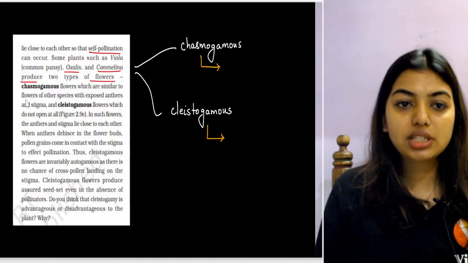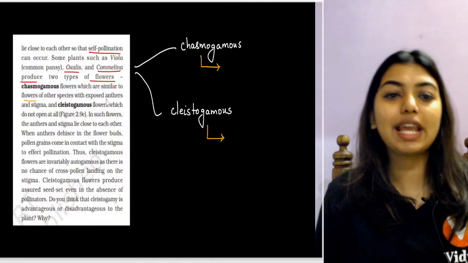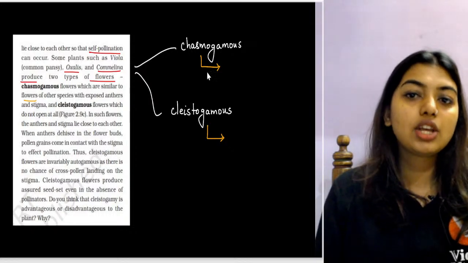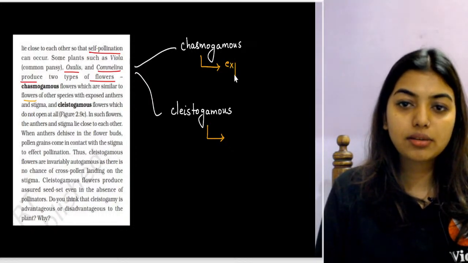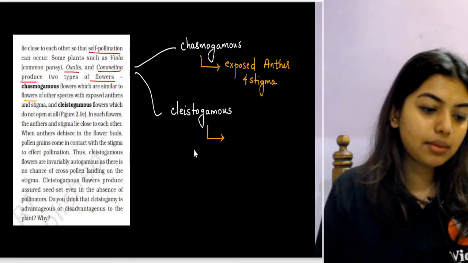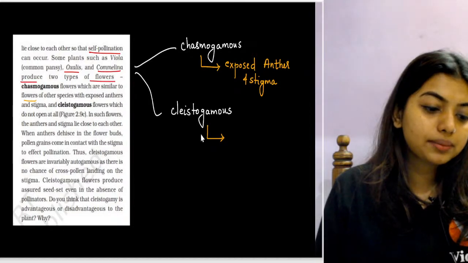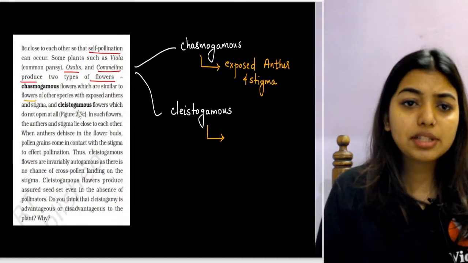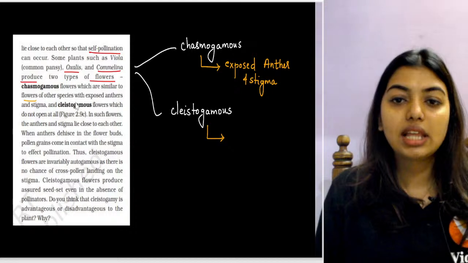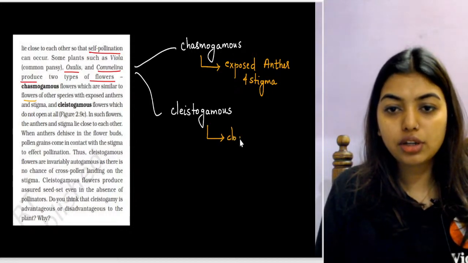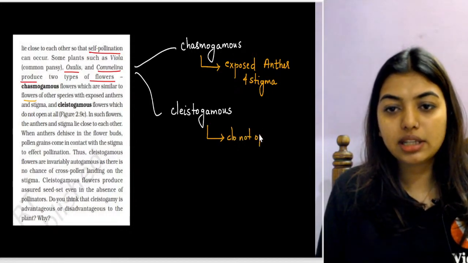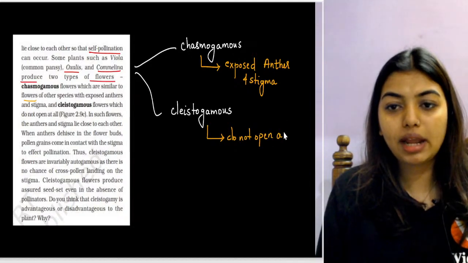Chasmogamous flowers are similar to the flowers of other species with exposed anther and stigma. So they will have exposed anther and stigma. Cleistogamous means what, students? Closed flowers. These are the flowers that do not open at all.